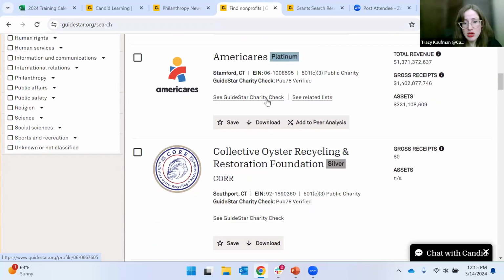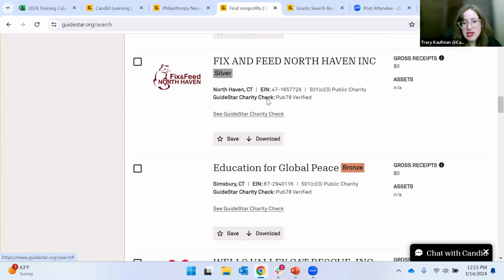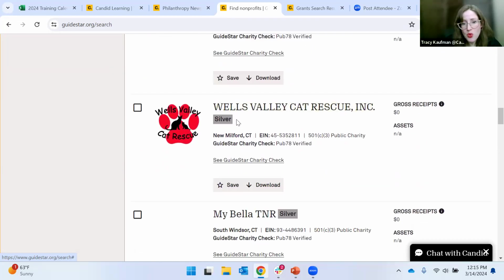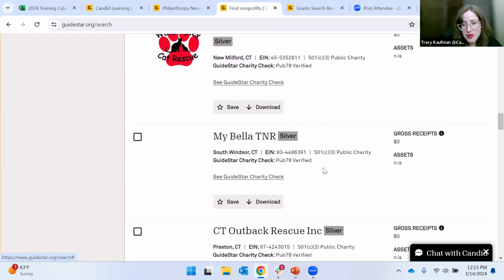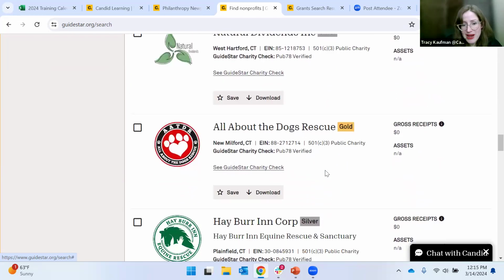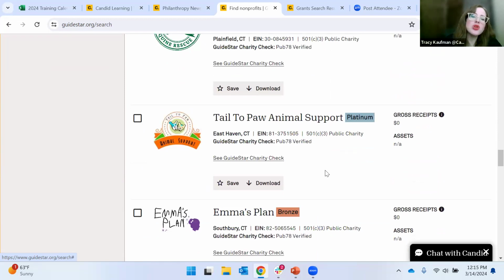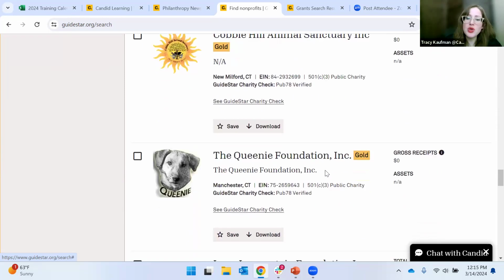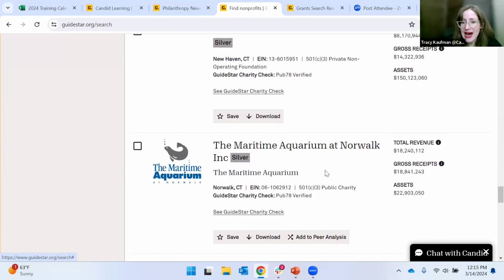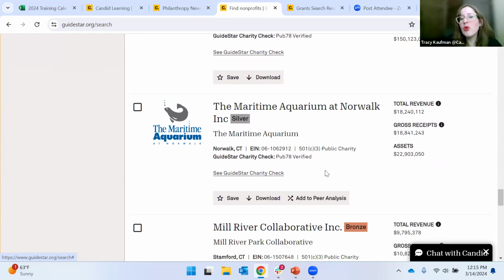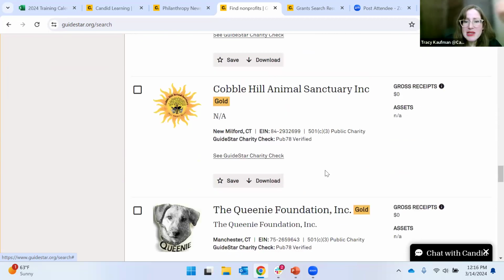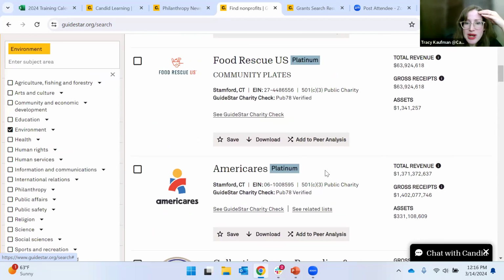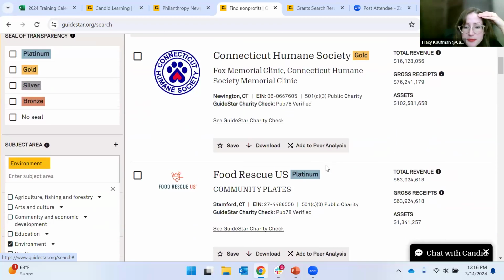And you can take a look, and it just makes people stand out when they have their GuideStar profile claimed and filled out, and it makes you look good. And it makes you look transparent, like you have nothing to hide. You're not trying to pull one over on a funder, for instance. Let me show you what it looks like when someone has a platinum seal of transparency.